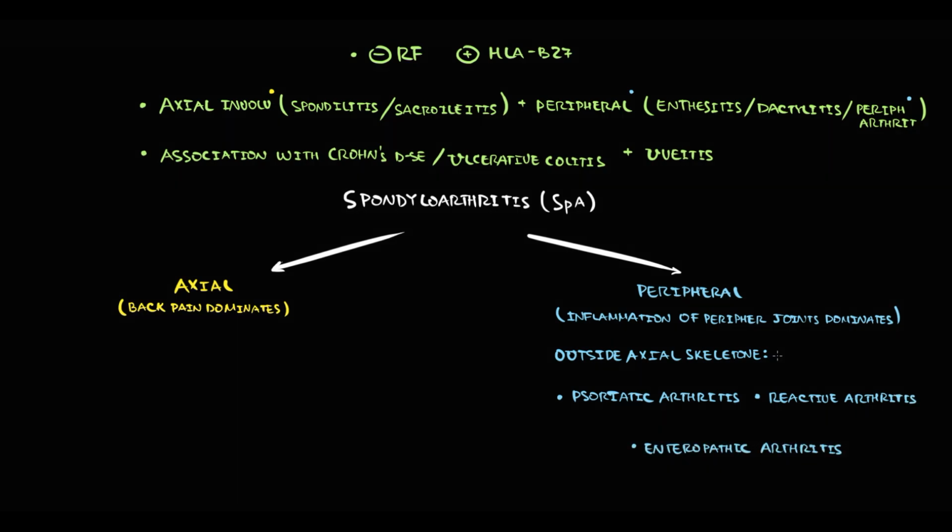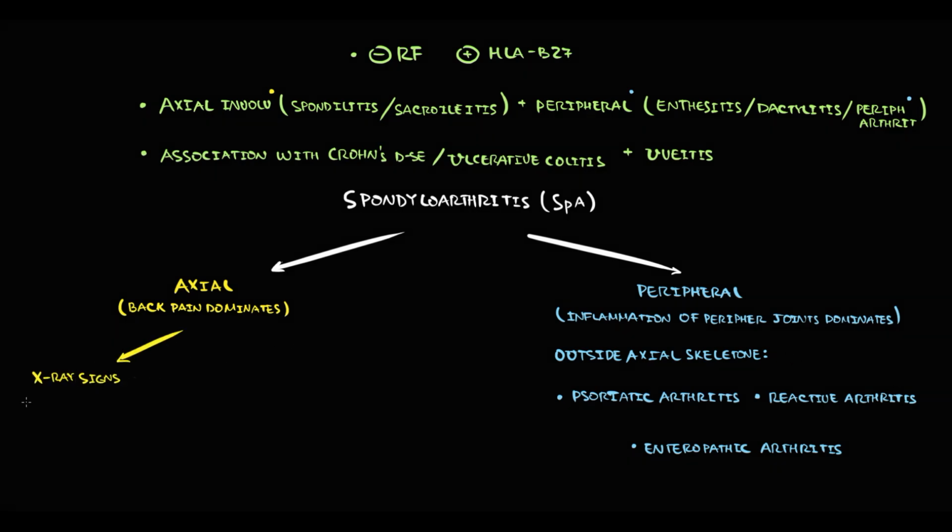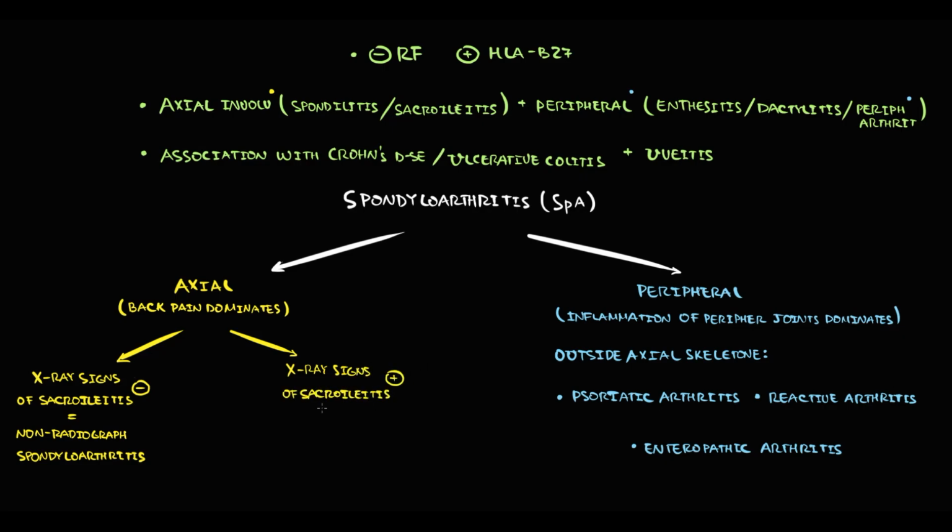Now, in axial spondyloarthritis, there are two possibilities. If back pain predominates and the person is rheumatoid factor negative and HLA-B27 positive, but on X-ray we do not see signs of sacroiliitis, we call it non-radiographic spondyloarthritis. But if X-ray signs of sacroiliitis are present, we call it radiographic spondyloarthritis or ankylosing spondylitis. It's the same thing. Moreover, non-radiographic spondyloarthritis with time can progress into ankylosing spondylitis.